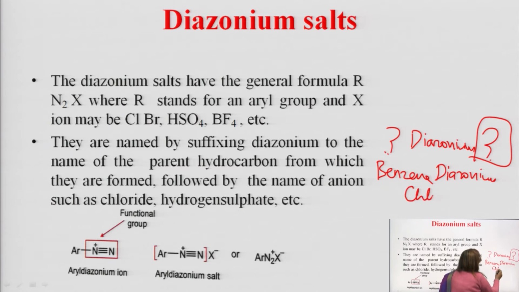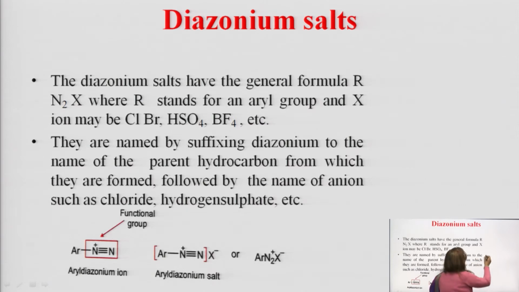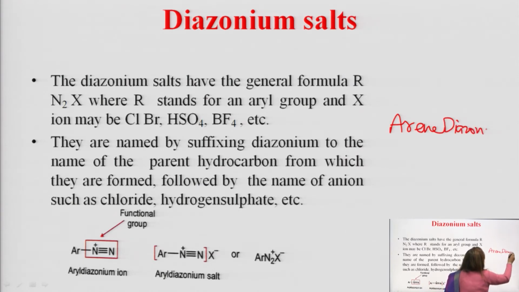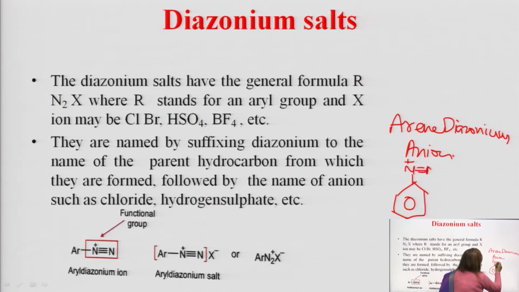The anion here is chloride, so the name becomes benzene diazonium chloride, or you can say the general name becomes arene diazonium anion, right? And if the formula is like this, N plus N, suppose it is bromide, then the name becomes benzene diazonium bromide. So now see, they are named by suffixing diazonium.